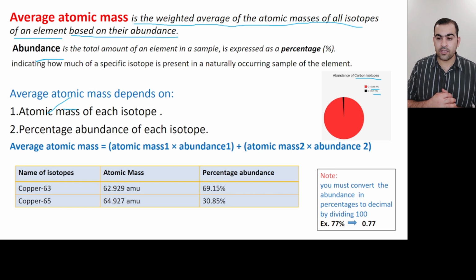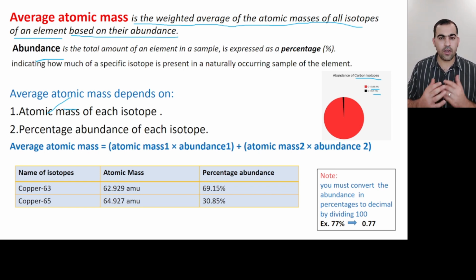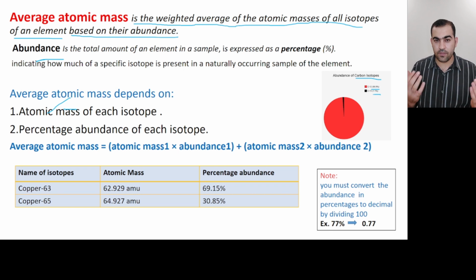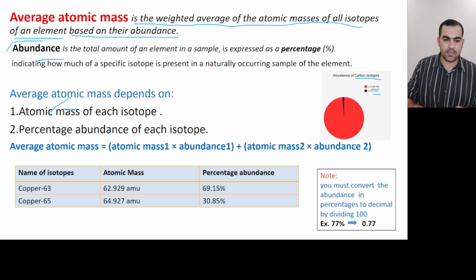The isotopes of carbon don't have the same mass, and also their abundance is not equal, not 50-50. So abundance affects the average atomic mass. Abundance is the total amount of an element expressed as a percentage.